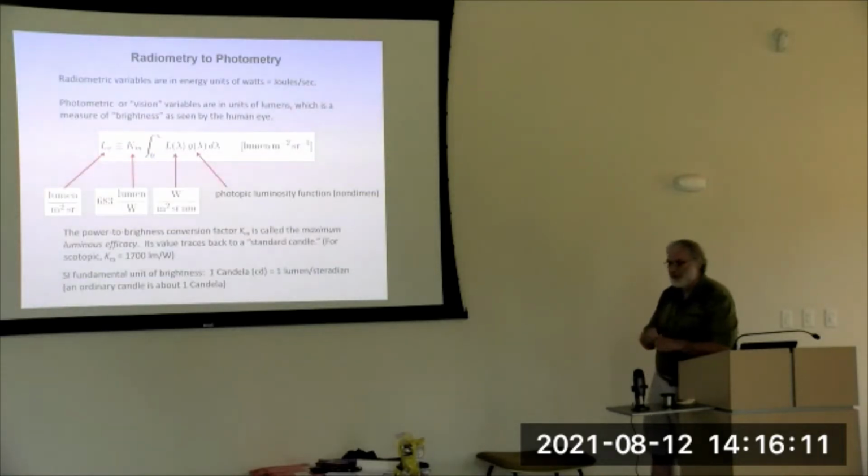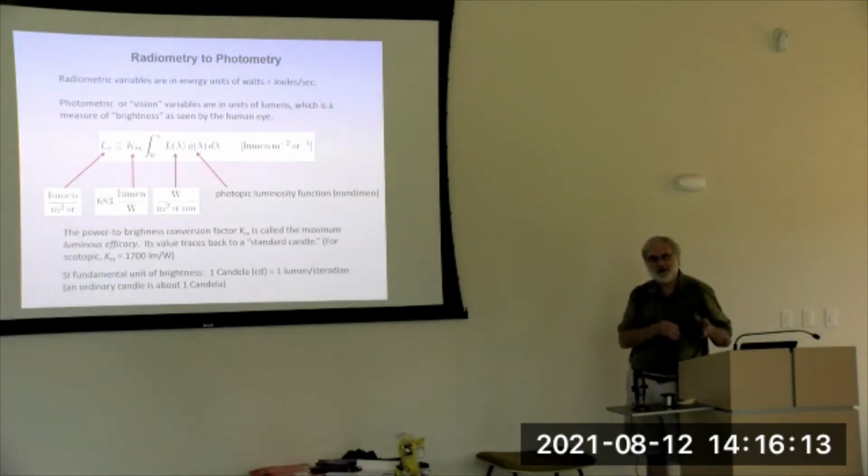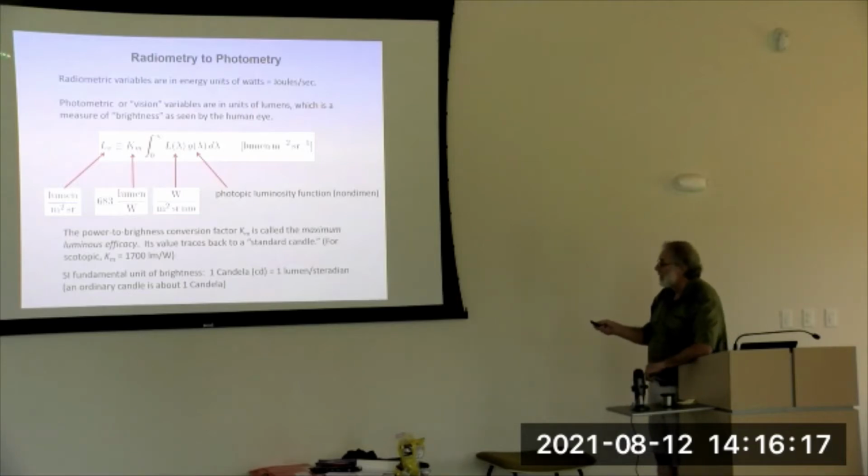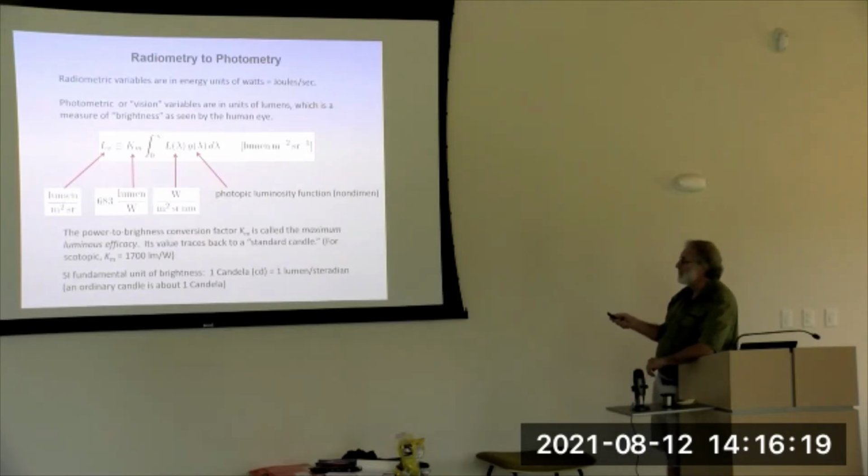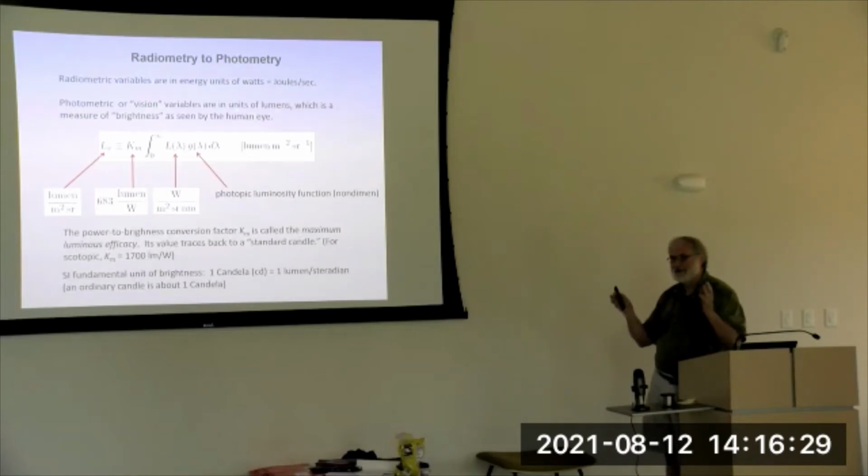Okay, so we want to make a transition now from radiometry to photometry. Radiometry is always in energy units like joules per second or watts. The photometric or vision variables are in a unit called the lumen, which is a measure of how bright something is, subjectively bright as your eye would see it.